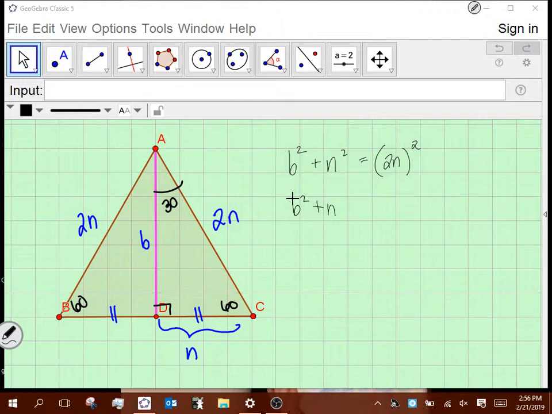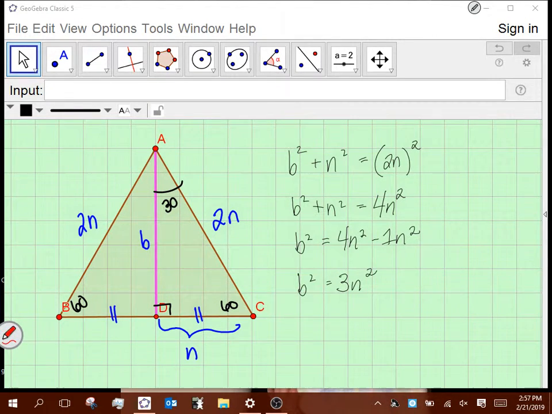Okay, so the left-hand side looks like that. The right-hand side, what's 2n squared? 4n squared, right? B squared is then going to equal 4n squared minus 1n squared. What's that give me? Say again? 3n squared, good.